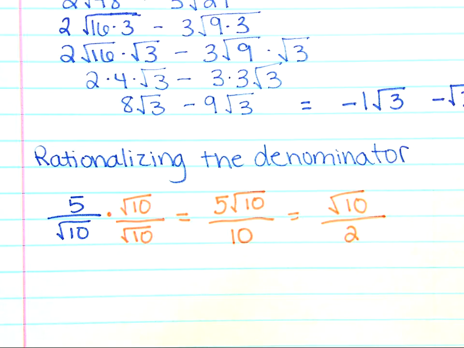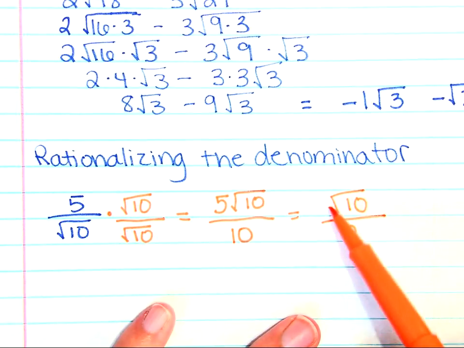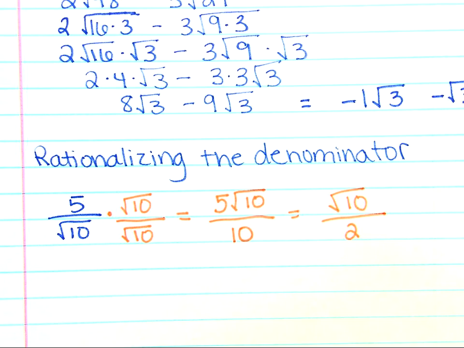Okay. The other thing at this point you would want to make sure is that the square root of 10 cannot be simplified, meaning that it doesn't have any perfect squares. Square root of 10 can't be rewritten as anything with a perfect square.